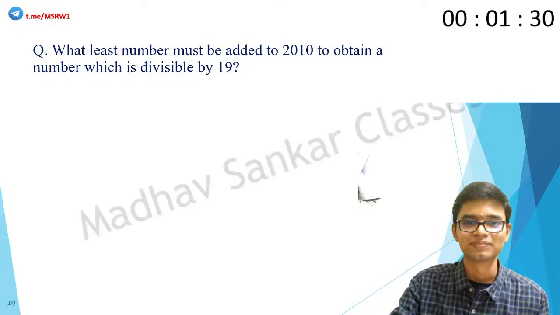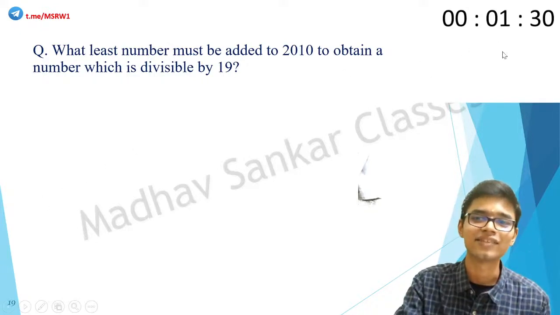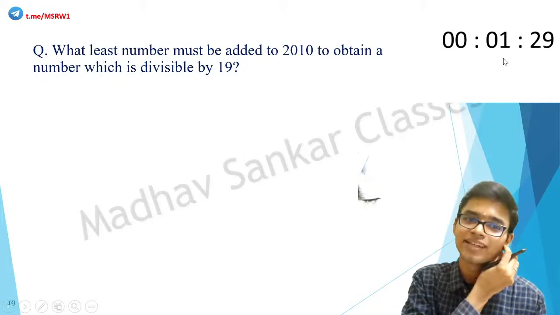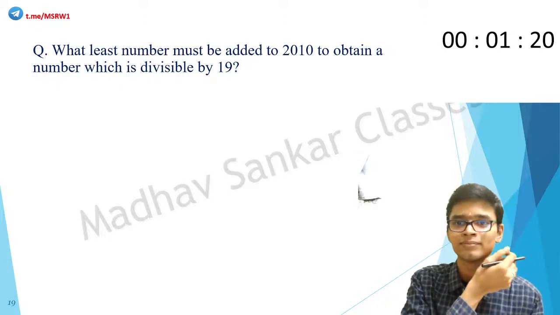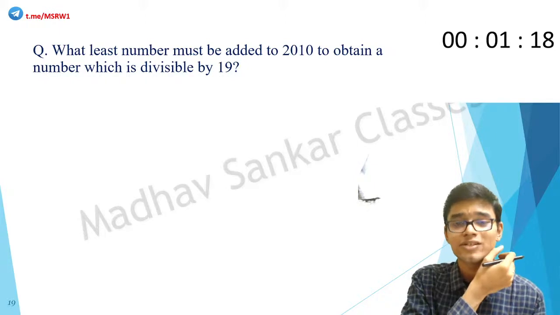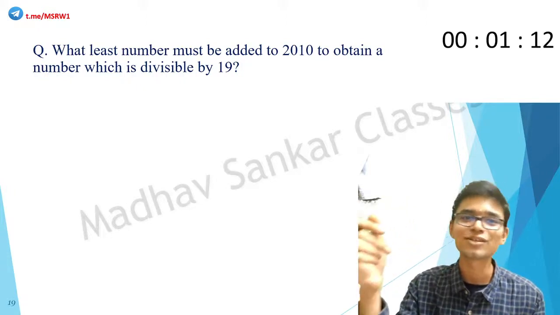Now, a typical question that we see getting a bit difficult. What least number must be added to 2010 to obtain a number which is divisible by 19? These kinds of questions will also come in the exam, and you would say, sir did not teach us the divisibility test for 19, so we are not going to do this.